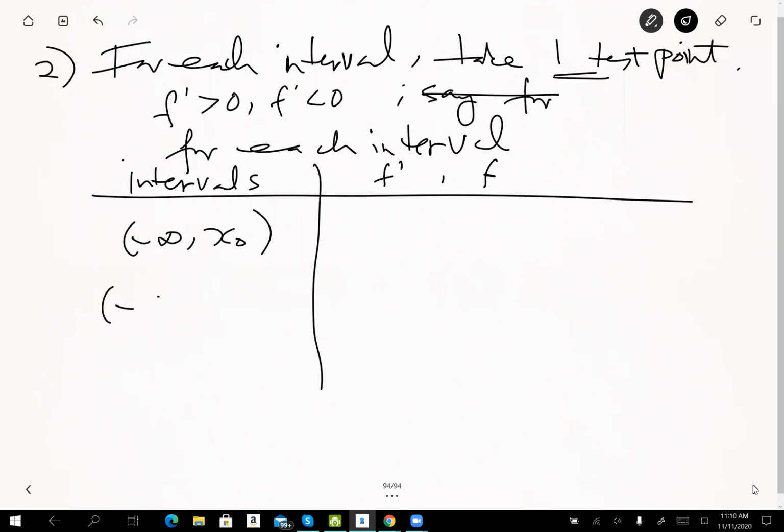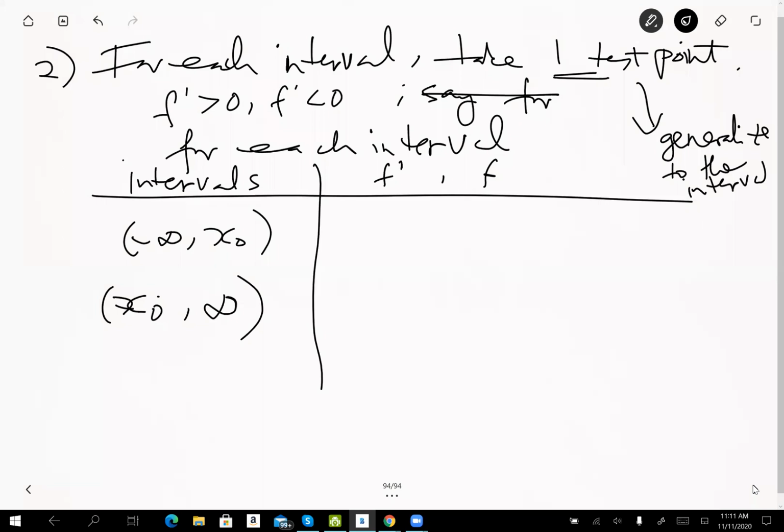And then x0 to infinity. Now we need only take one test point, and that will give the same behavior for the whole interval. So one test point, you generalize to the interval. You don't have to worry, because as I said earlier, in one interval, if f prime is positive, it will be positive for every point in the interval. So we just need one test point.